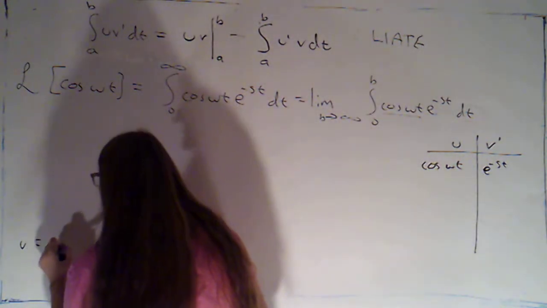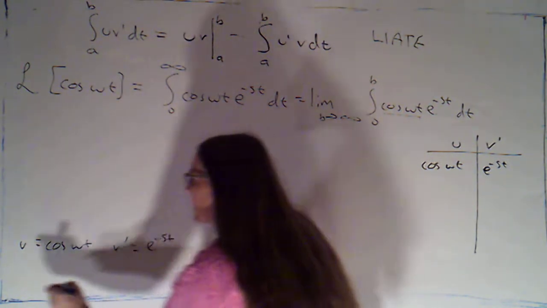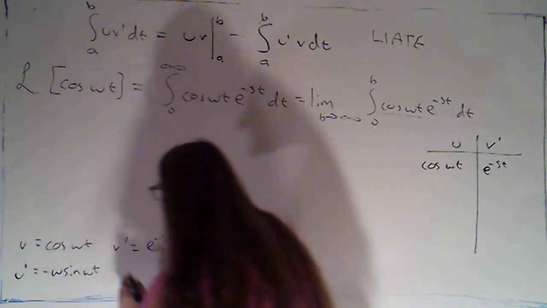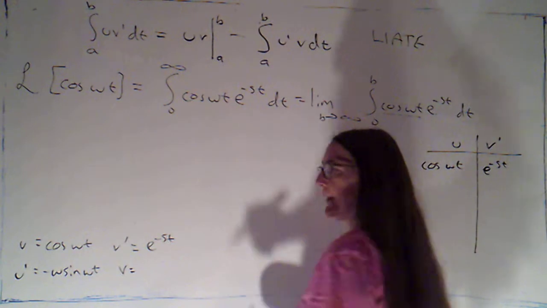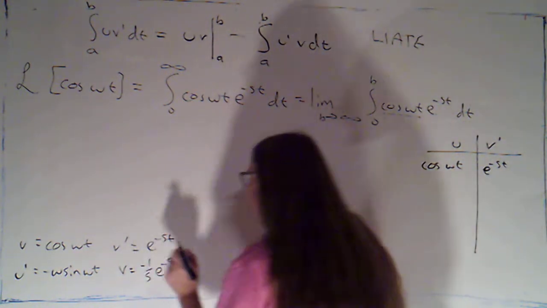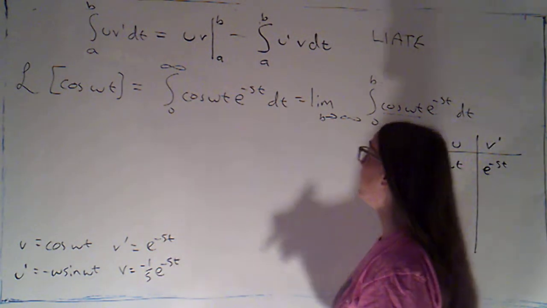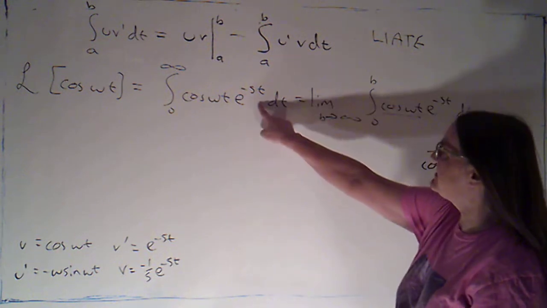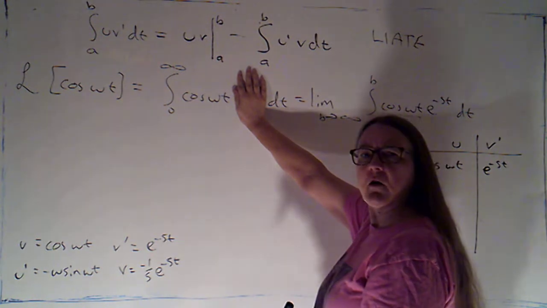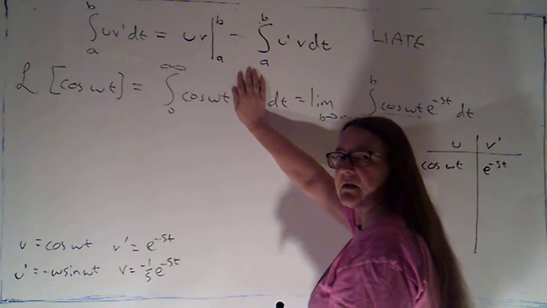So we said u was cosine omega t, v prime was e to the negative st. So u prime will be negative omega sine omega t, and v, just a quick w substitution here, will be negative 1 over s e to the negative st. Now obviously that's not going to be defined if s is 0. I can see if s is 0, that would just make this exponential factor 1. I'd be integrating cosine of omega t from 0 to infinity, and I know that diverges. So s can't be 0.